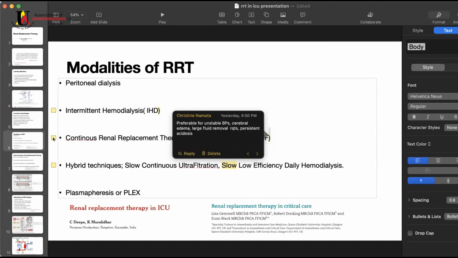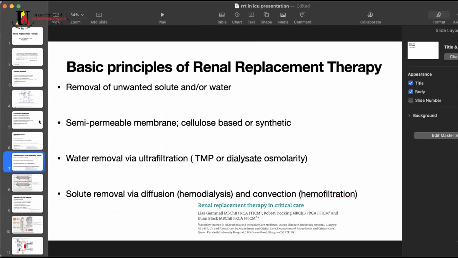And then, of course, there is plasmapheresis, though it's typically not related to the kidneys per se, but for autoimmune conditions where you want to scrub out the antibodies causing the problem, autoantibodies typically.